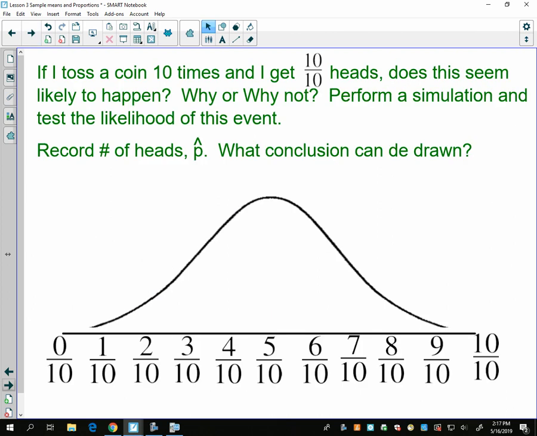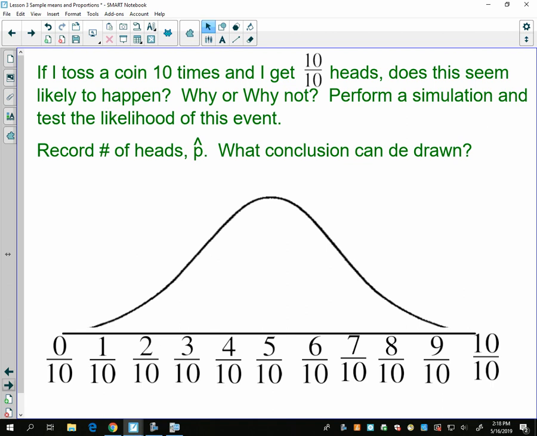So what we're going to do right now is really fun, I think. It gets you going and starts you thinking about what's going on here. We're going to do a little simulation. So you guys all need your calculators out. You've got to participate in this because I need your data. And I'll do one too.